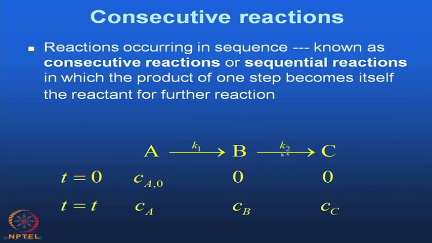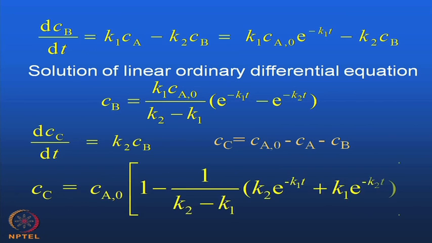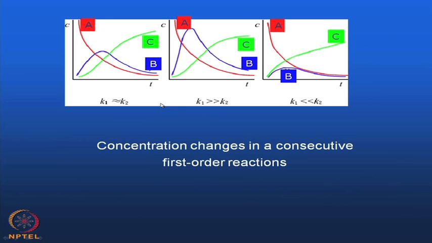Consecutive reaction, it is A to B to C, where B is an intermediate, or maybe it is your desired product also, with K1 and K2. Under various conditions, when K1 is greater than K2, or K1 is lesser than K2, or K1 is equal to K2, you can find out the situation depicted in the graph like case 1, case 2 and case 3. In every case you find that B is passing through a maximum, A is depleting and C is growing, because B is the intermediate which is formed out of A and is depleted to give you C.